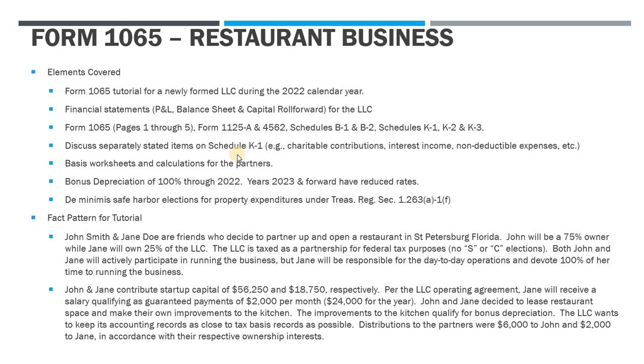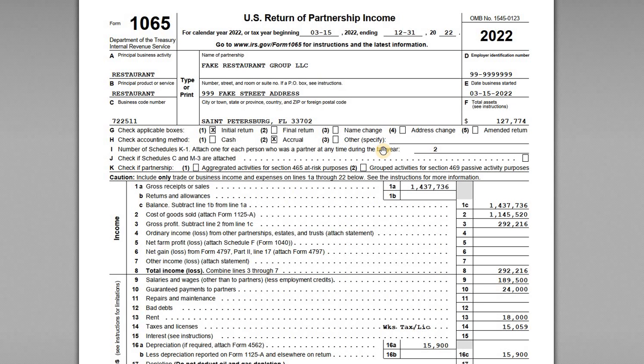So I've got one slide in front of us here. Cover some of the fact pattern and what we'll go over. But first, I also want to touch on the other exhibits I have here. So I do have a sample Form 1065 tax return that we'll go through. So this has the 1065, the K1s, the supplementary schedules, and all those statements.